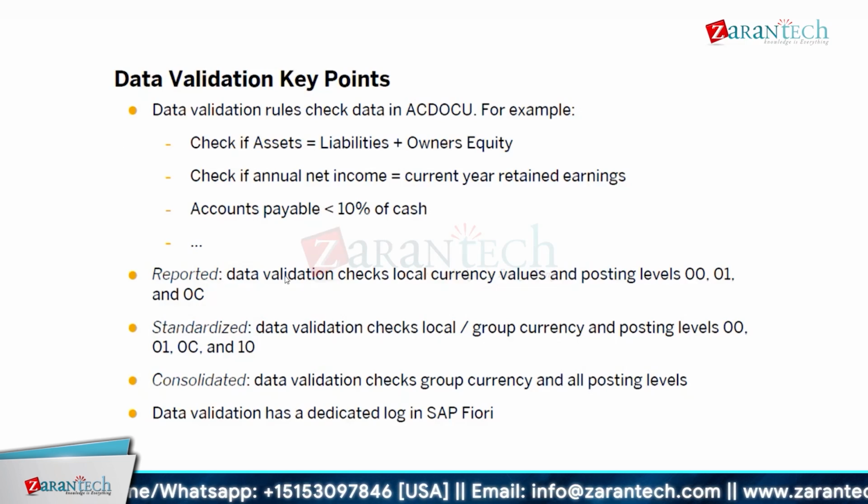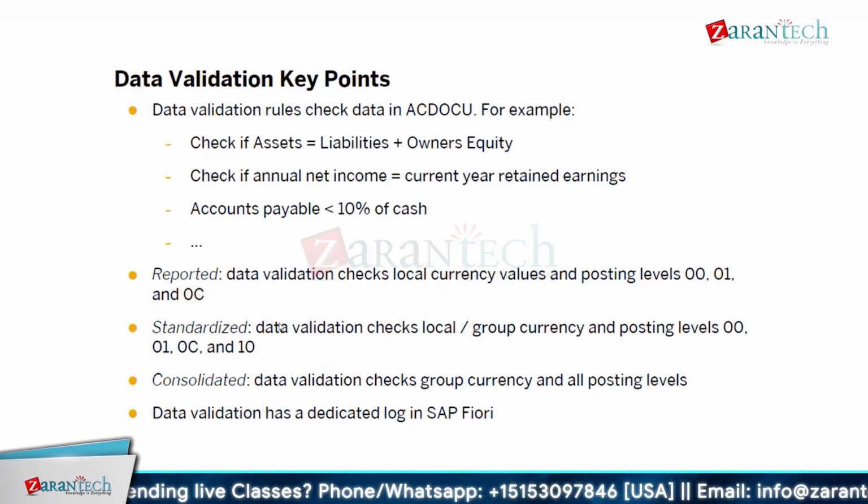Clear? See, reported data validation checks local currency value and posting levels 0001 and 0C. That means when we run reported data in the standard, it checks local currency values and posting levels 0001 and 0C. I said every document we post into the system has a document type, and that document type is connected with a posting level. That means it identifies what type of data it is. So these are the three types of data it will check when I do reported data.